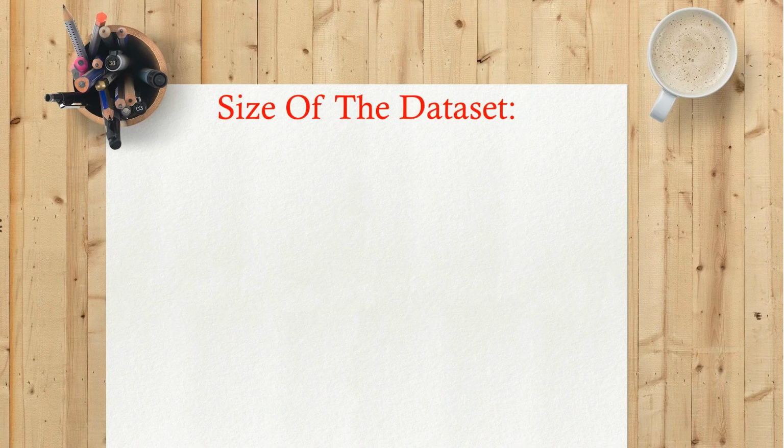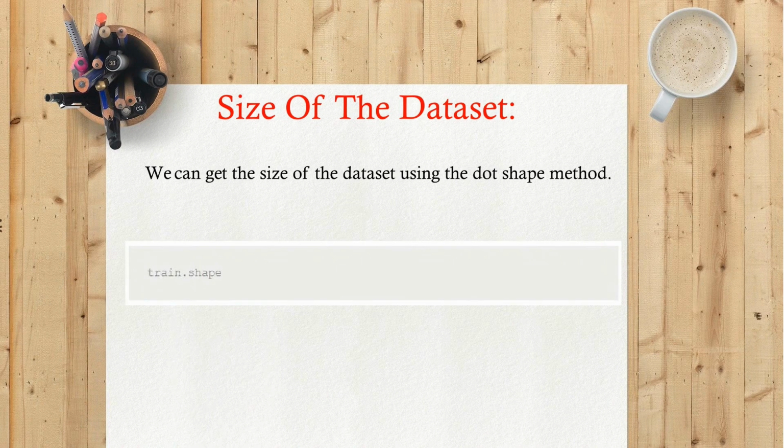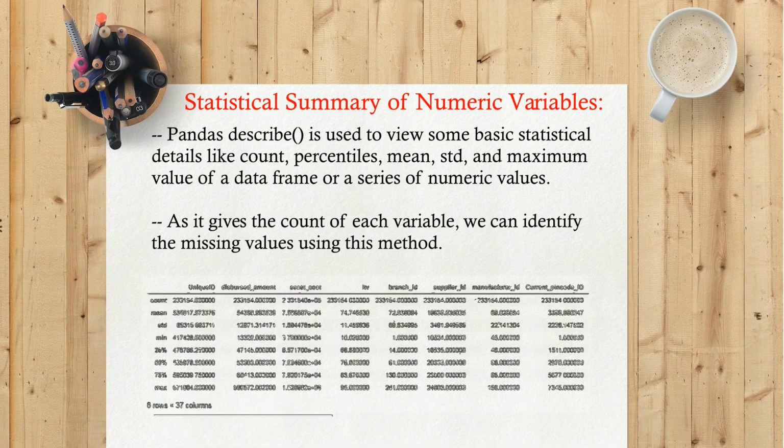Size of the dataset. We can get the size of the dataset using the .shape method. Statistical summary of numeric variables. Pandas describe method is used to view some basic statistical details like count, percentiles, mean, std, and maximum value of a data frame or a series of numeric values. As it gives the count of each variable, we can identify the missing values using this method.